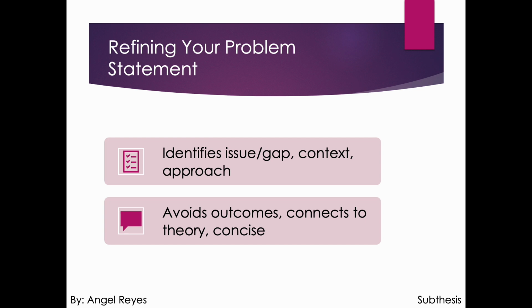Despite increasing implementation of telehealth services in rural communities, utilization rates remain low among older adults with chronic conditions, suggesting potential barriers that require investigation. This statement identifies a specific issue, provides context, suggests significance, and indicates a direction for research without presupposing findings.